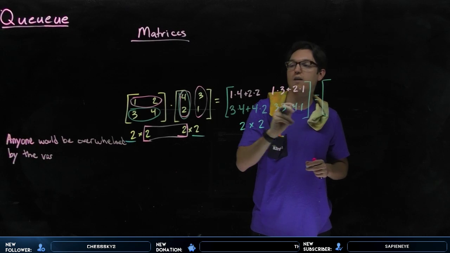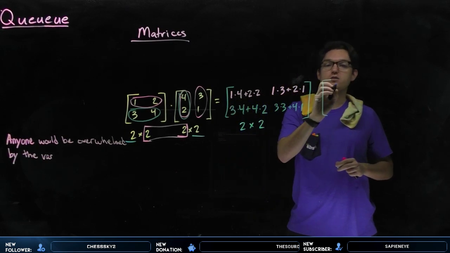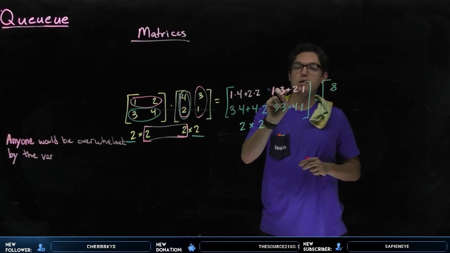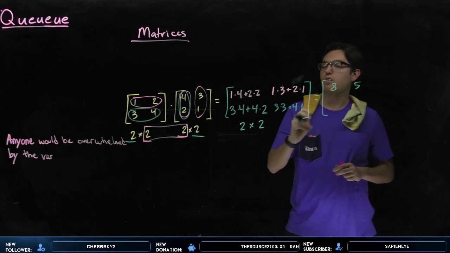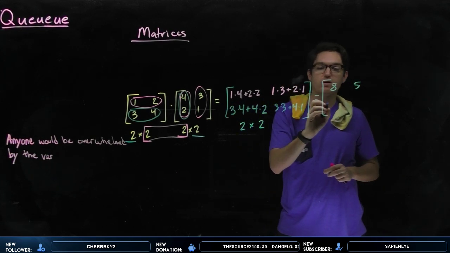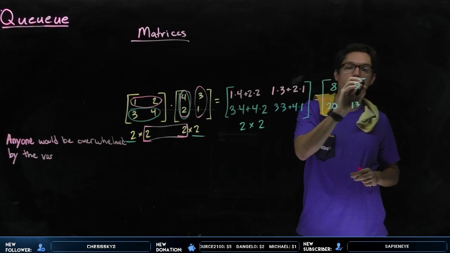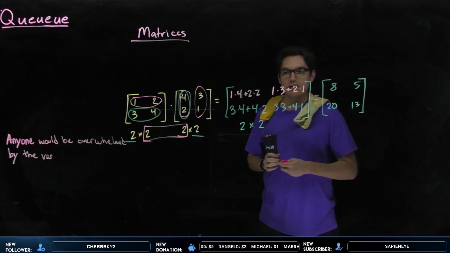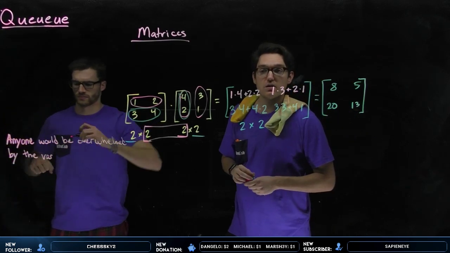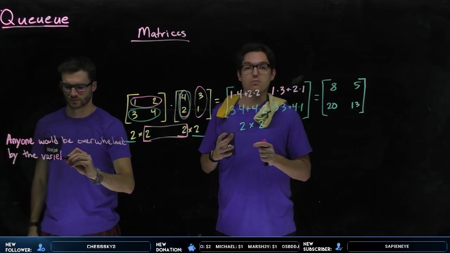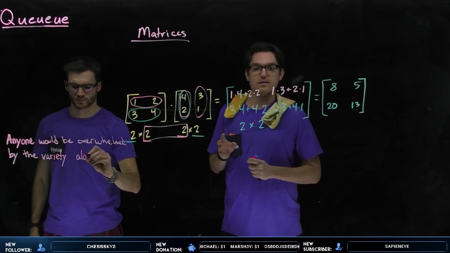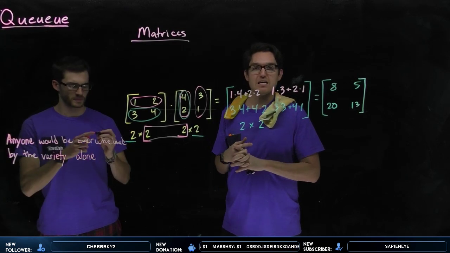So the first one we have 4 plus 4, which is going to be 8. We have 3 plus 2, which is going to be 5. We have 12 plus 8, which is going to be 20. And we have 9 plus 4, which is going to be 13. Okay? I know this seems insane, because it does. Because if you've never seen this before, you probably have no idea what I just did. And it takes a little while for you to start seeing the orders that you do things in.